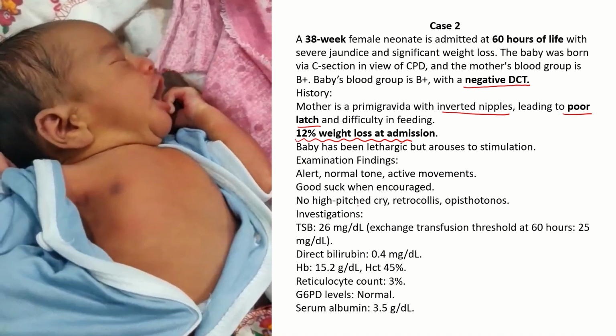Serum albumin is also normal, 3.5 units. But the TSB is 26 units, 1 unit above the threshold for transfusion. So even for this child, obviously, we'll start escalation of care.